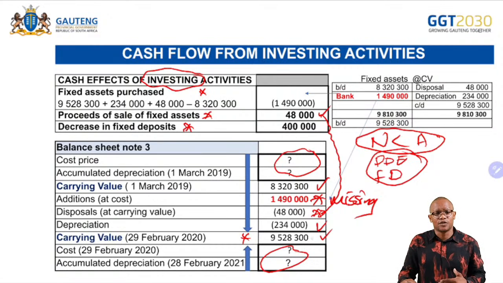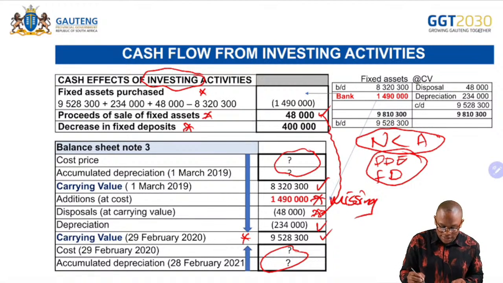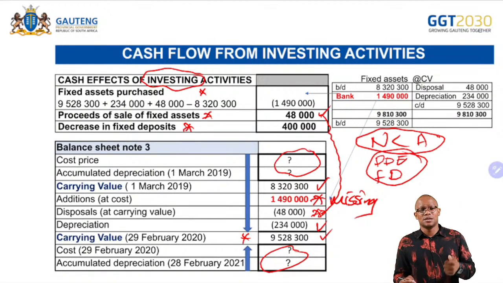It means you start from the bottom, you go up. So now the signs will swap around. You'll say 9.5 million plus 234,000 plus 48,000 minus 8,320,300. Your answer will be 300,000. That will represent your fixed asset purchase.